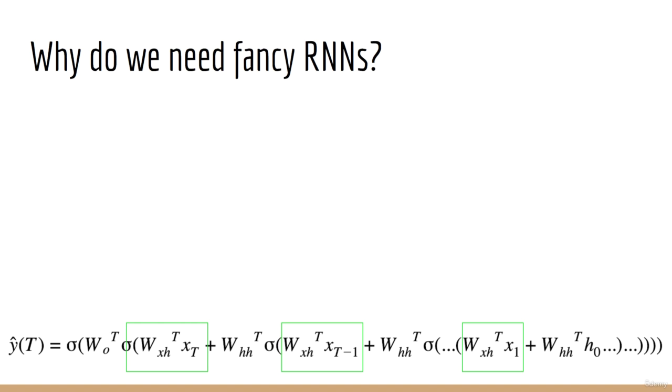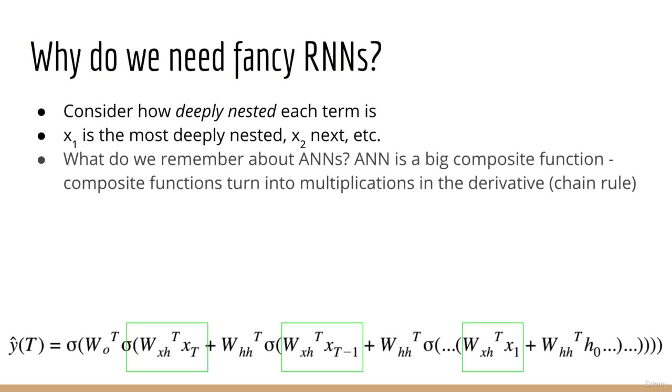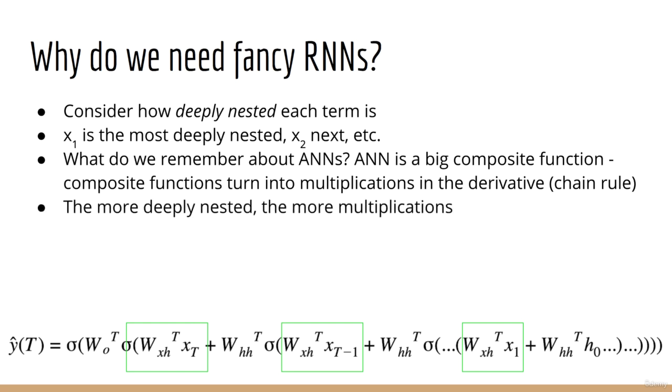But another thing that's important to consider is how deeply nested each of these terms is with respect to y hat of big T. What is clear is that the term involving x1 is the most deeply nested. The term involving x2 is the second most deeply nested, and so on. Now, what do we remember about the derivative of composite functions from our theory of RNNs? Well, we know that composite functions turn into multiplication in the gradient. This is due to the chain rule of calculus. Therefore, the more deeply nested you are, the more terms you have to multiply by when you're finding the gradient.